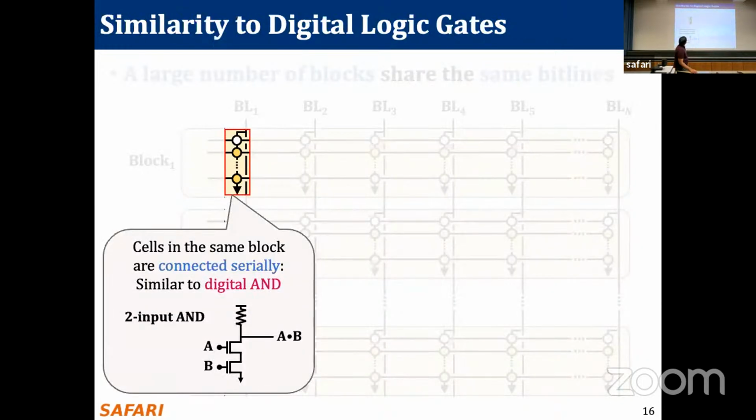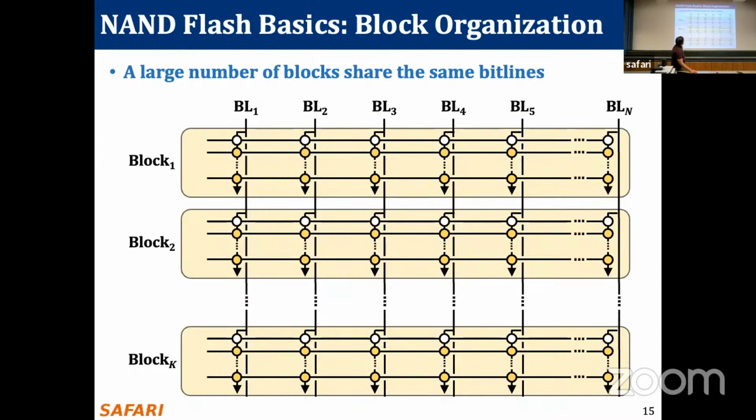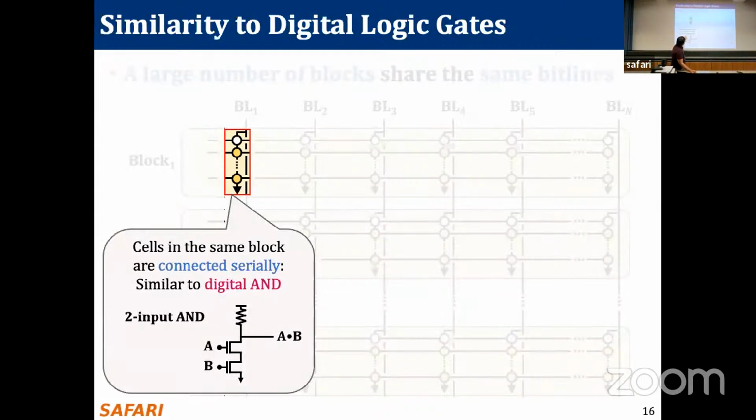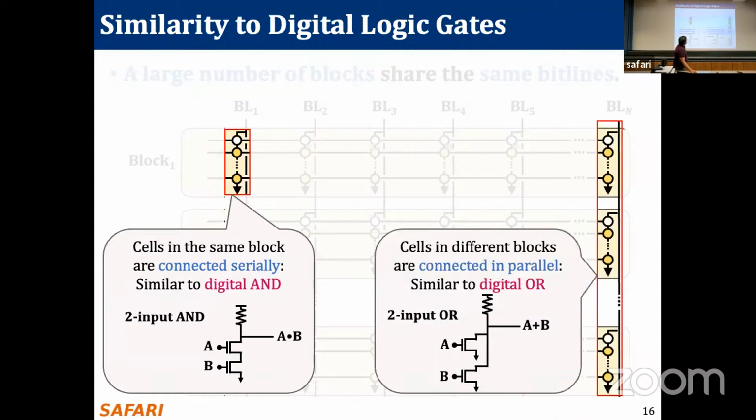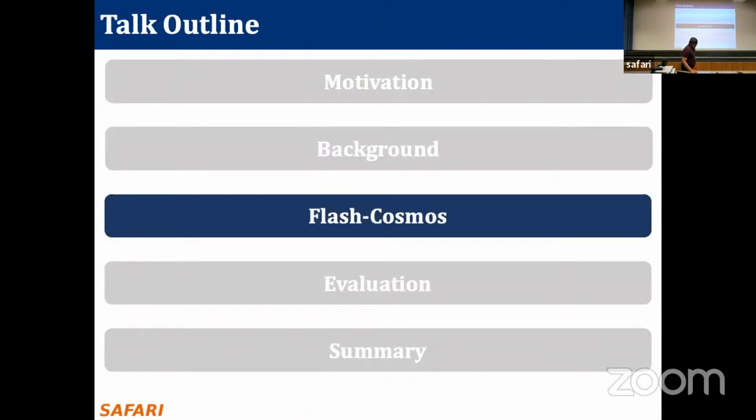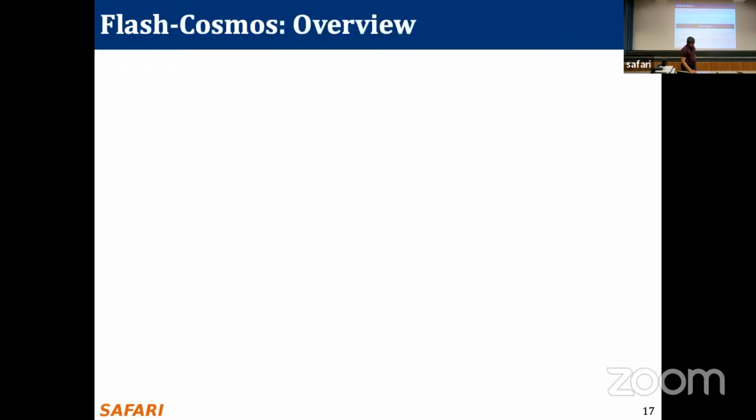So one of the insights that we derive from this kind of organization is that the NAND string within a single block is similar to a digital AND circuit, where the transistors are connected in serial. And when we look at multiple blocks, we see a similarity with a digital OR circuit, where the transistors or the cells are connected in parallel.